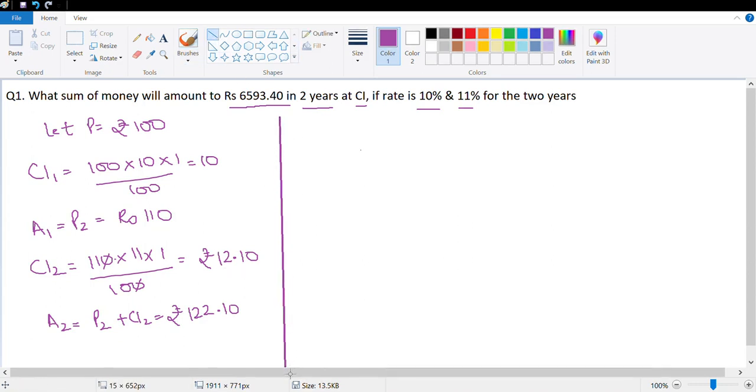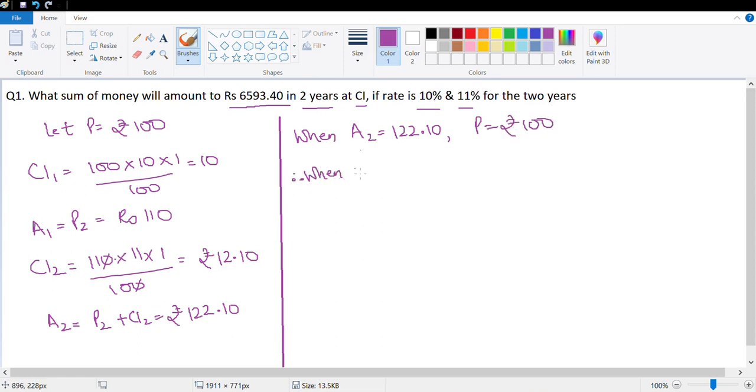So now let's use the unitary method. When A2, the amount in 2 years, is equal to 122.10, P is equal to rupees 100. Therefore, when A2 is equal to 6593.40, principal will be equal to 6593.40 into 100 upon 122.10. These two decimals get cancelled against each other.